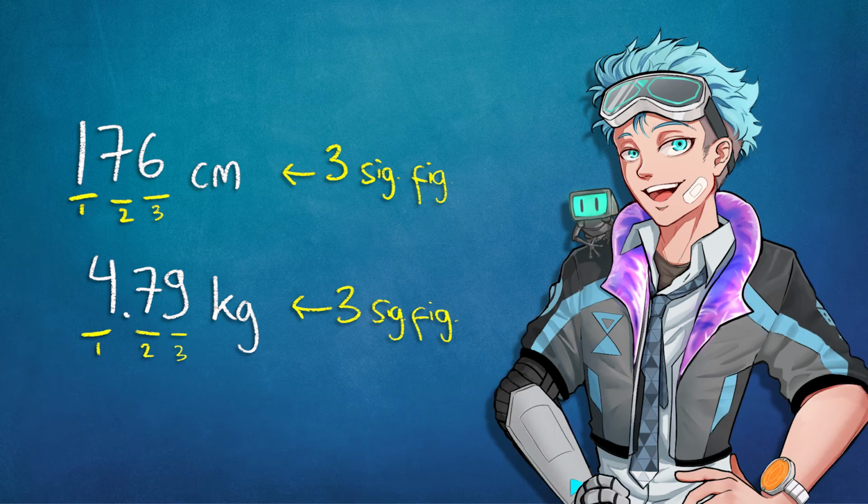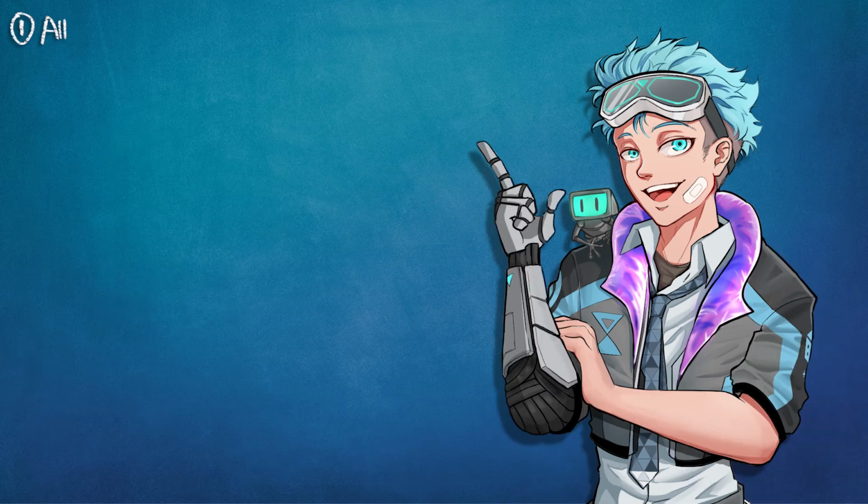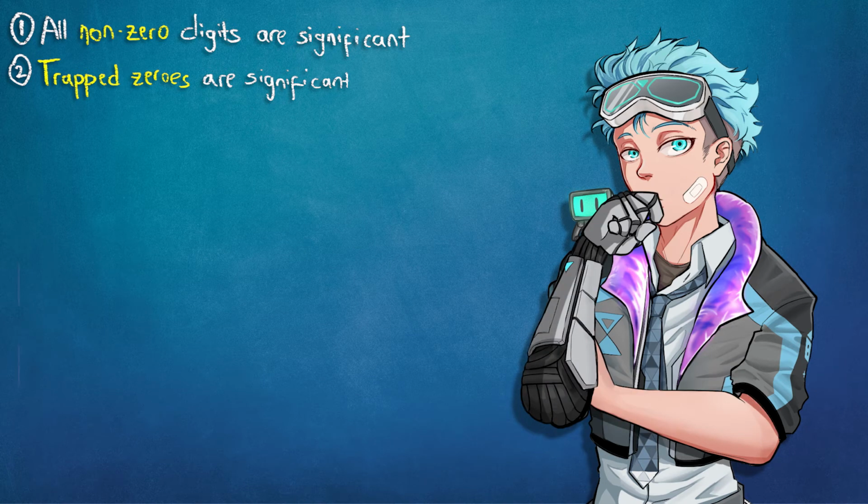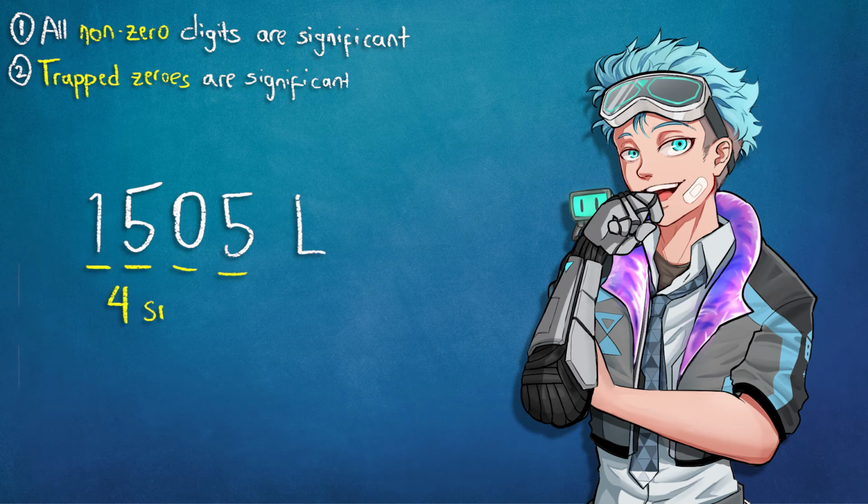We start with the first 2 rules. 1. All non-zero digits are significant. 2. All zeros between non-zero or significant digits, called trapped zeros, are also significant. In a volume measurement of 1,505 liters, there are 4 significant figures. Changing any of those digits would mean a different volume.